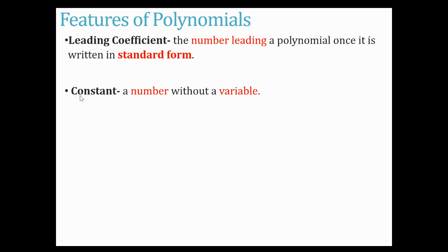The next definition is constant. So a constant is a number without a variable. So just the number by itself. Could be positive, could be negative, could be a decimal, could be a fraction, as long as it does not have a variable. So it does not have a letter next to it.